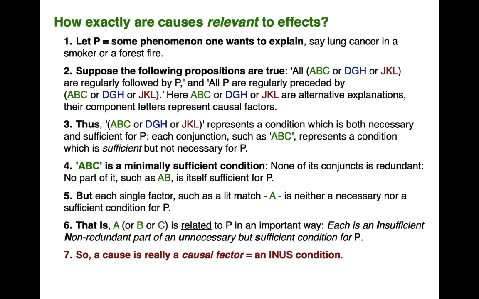ABC or DGH or JKL, that entire claim represents a condition which is both necessary and sufficient for P. Each conjunction, such as ABC, represents a condition which is itself sufficient but not necessary for P. And the point is, it's either the green theory, the blue theory, or the red theory, the ABC, the DGH, or the JKL. Choose one of those. It is necessary and sufficient to explain P, but so are the others. So ABC, the green theory, is a minimally sufficient condition. None of its conjuncts, its components, is redundant. No part of it, such as AB, is itself sufficient or enough to generate P. But each single factor, such as a lit match, A, is neither a necessary nor a sufficient condition for P. That is, A or B or C is related to P in an important way. Each is an insufficient, non-redundant part of an unnecessary but sufficient condition for P.